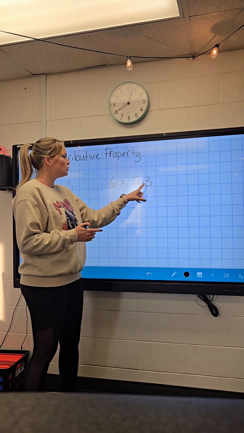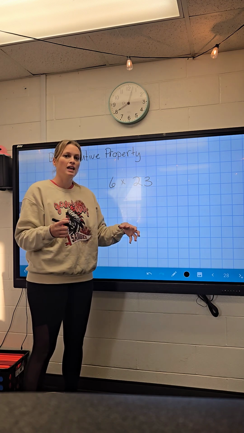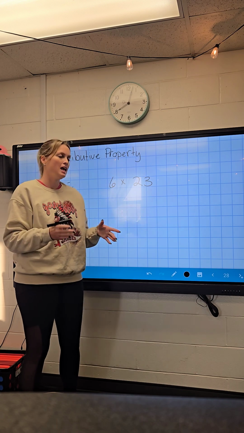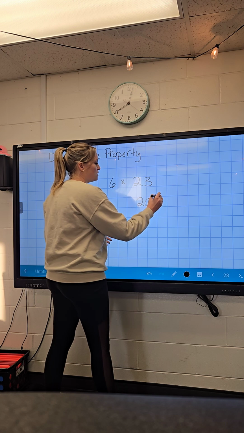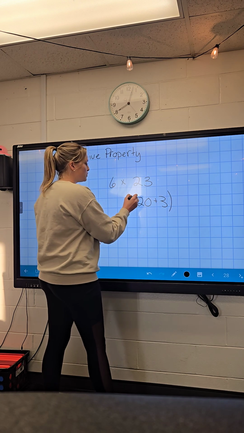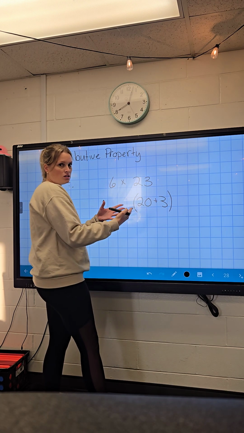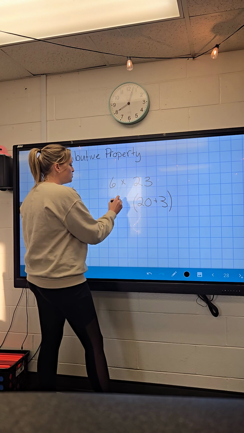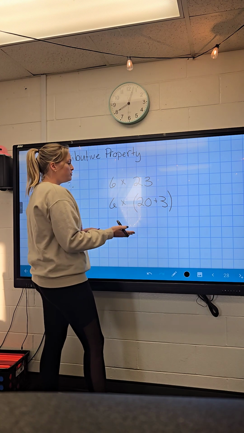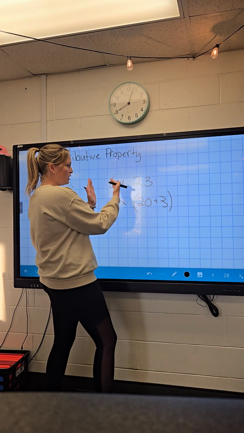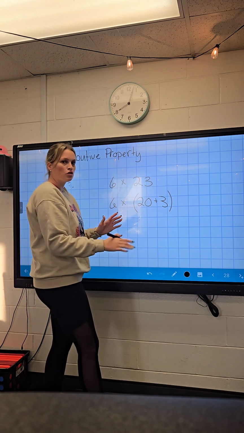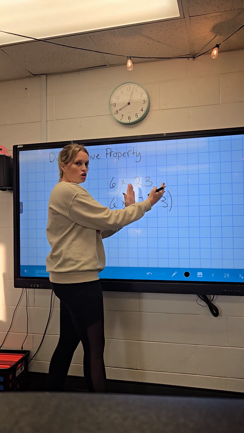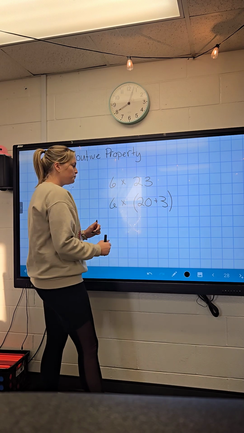So I'm going to break 23 apart into two pieces, into 20 and 3. So 23 is now going to be 20 and 3. And I'm going to put them in parentheses so I know that they go together. Now I'm multiplying 23 by 6. So I've got to make sure here I'm multiplying by the entire 23. So down here I've got to make sure I multiply 6 by each part of the 23.